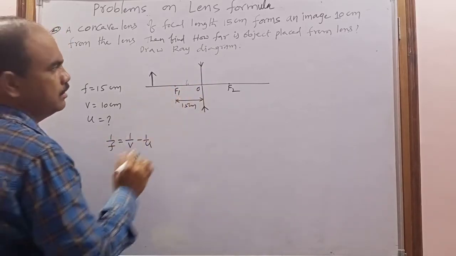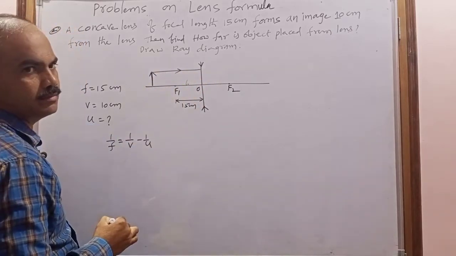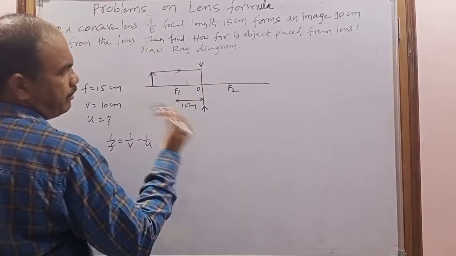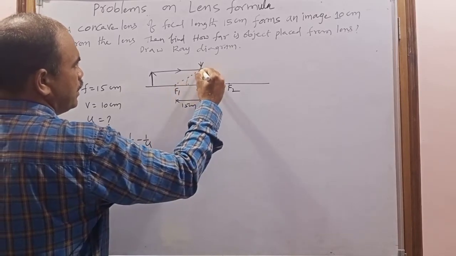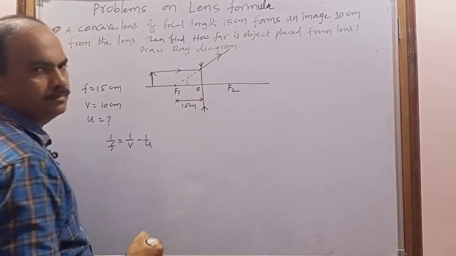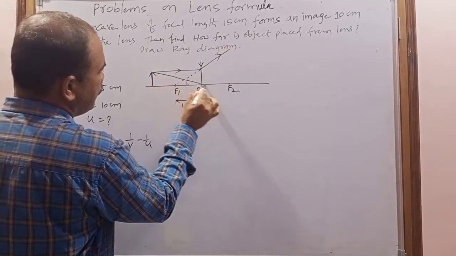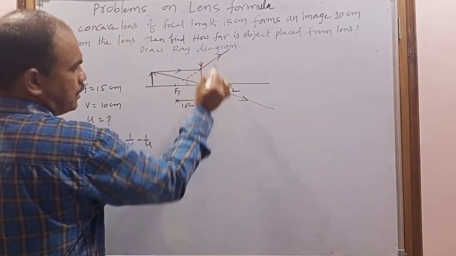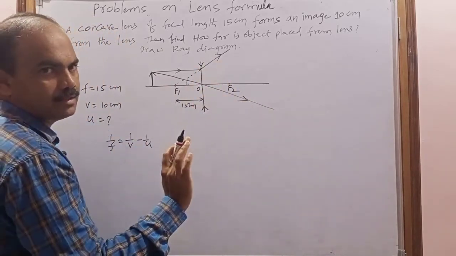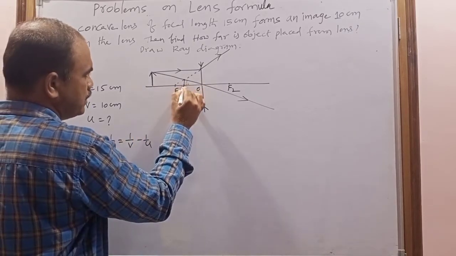So now one ray I am taking that is parallel to the principal axis. After refraction, how will it be? It appears to be coming from the focus on the same side of the object. And I am taking the next one, that is passing through the optic center. It will continue along the same path. But when you observe, these two refracted rays never really intersect. That's why they are extended, and here they intersect, that's why the image is formed here.